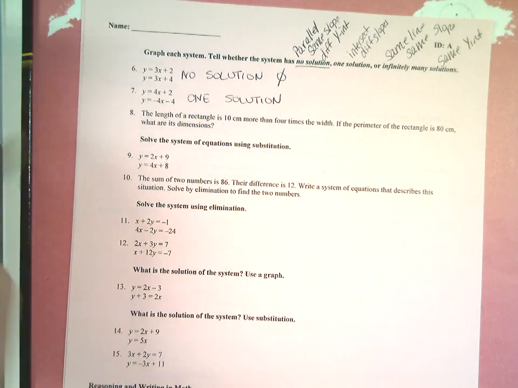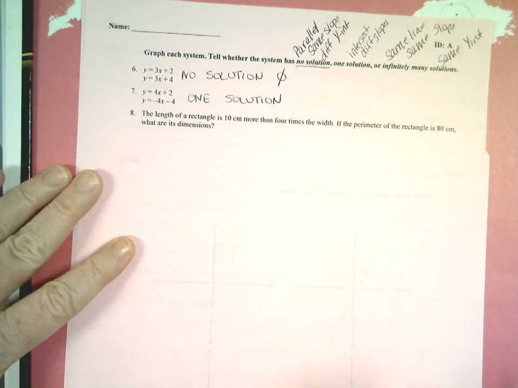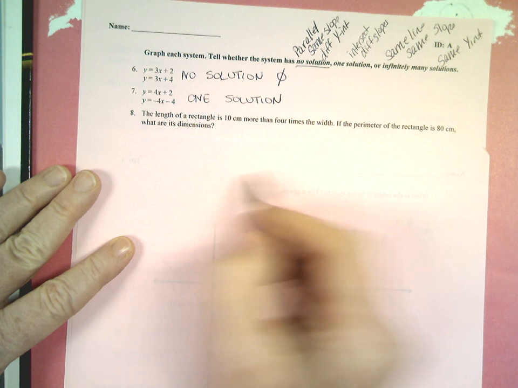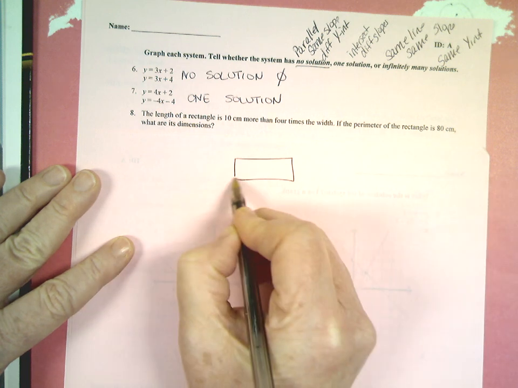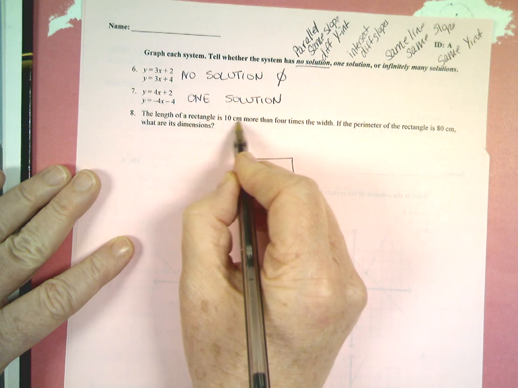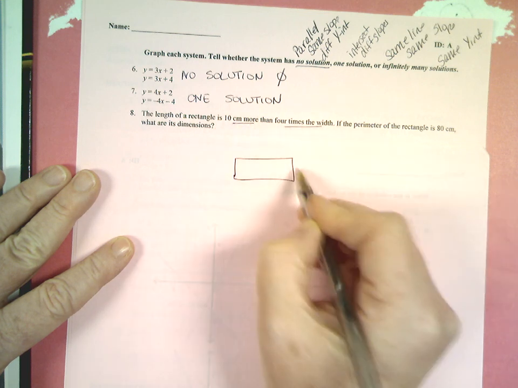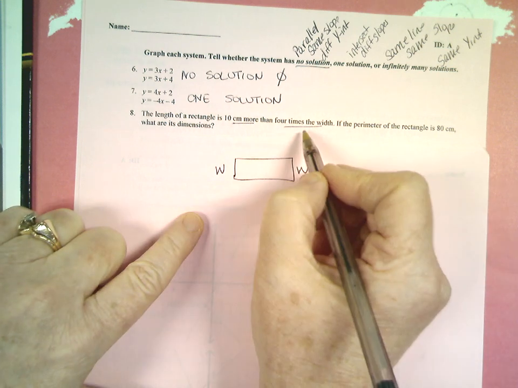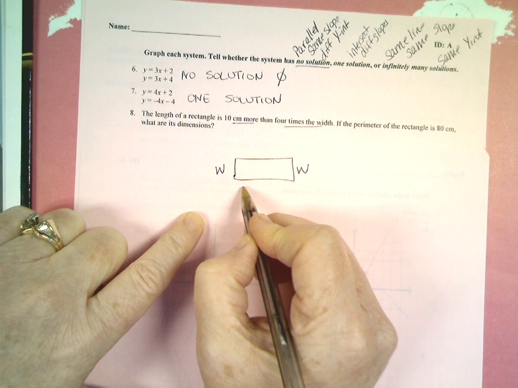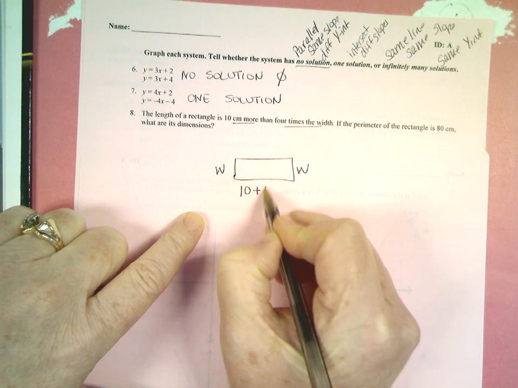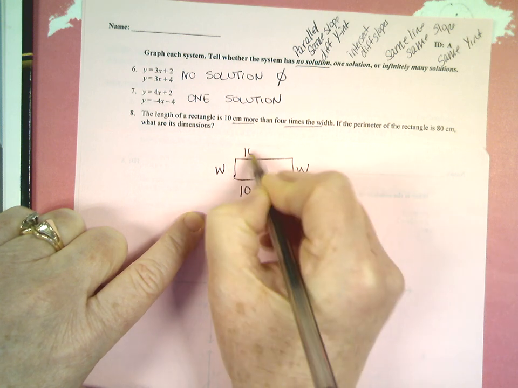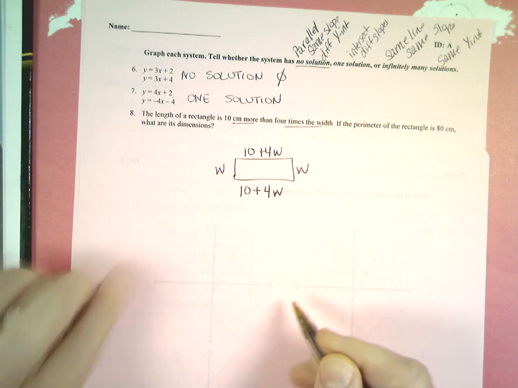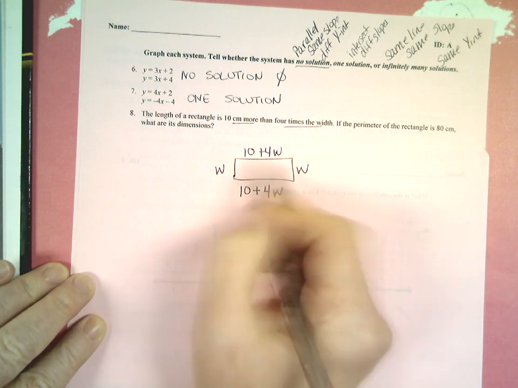Number 8. It says the length of a rectangle is 10 centimeters more than 4 times the width. If the perimeter is 80, what are the dimensions? Okay. The length is 10 centimeters more than 4 times the width. So there's the width. Now I could put an L on length, but I'm not going to. I'm going to write it in terms of W. It's going to be 10 plus 4W. And I know to find the perimeter, I've got to add up all 4 of those sides.